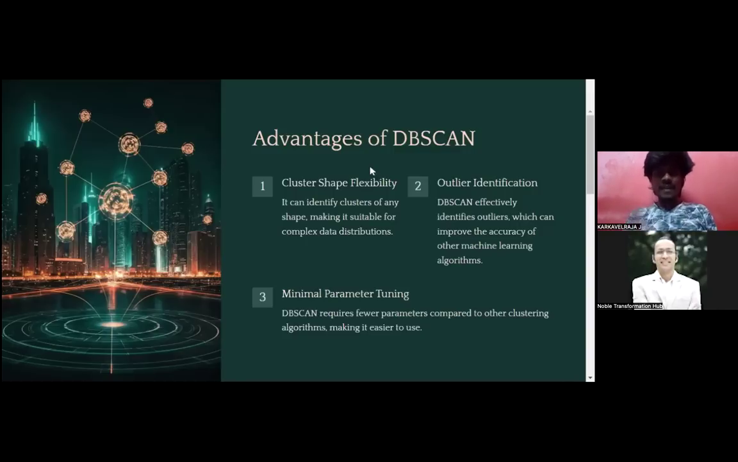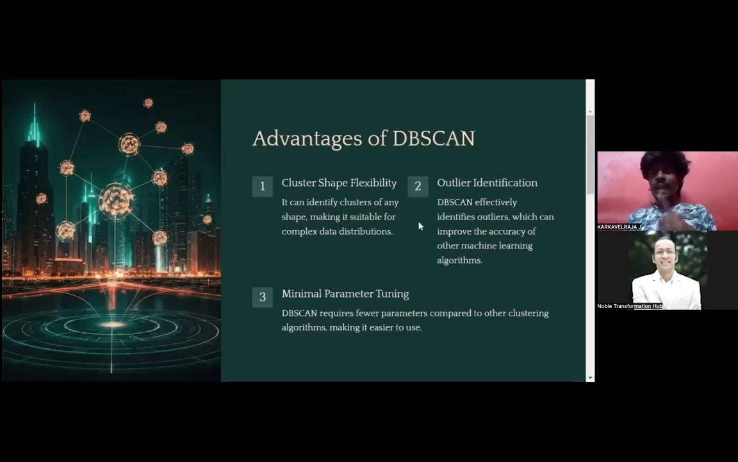Advantages of DBSCAN: cluster shape flexibility. It can identify clusters of any shape, making it suitable for complex data distribution. DBSCAN is not fixed to a certain shape, like it should be spherical or something like that. No, it can be any shape. So it is very flexible.